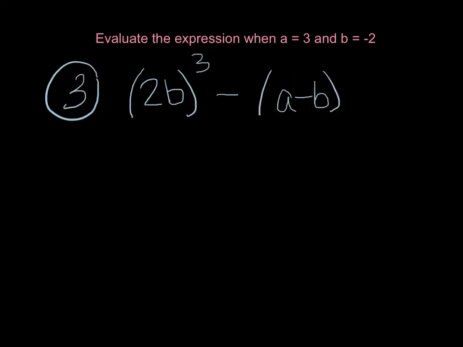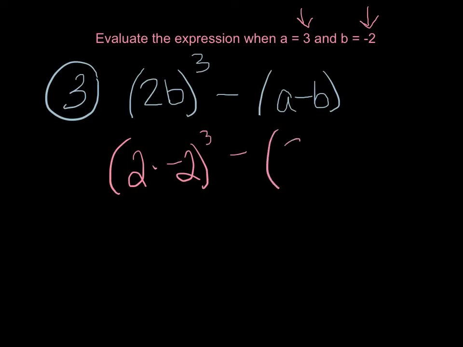Next one, evaluate the expression. Again, a is 3 and b is negative 2. Okay, this one's a little more tricky. So we have 2b in parentheses to the third, so that exponent goes with the 2 and the b, minus, in parentheses, a minus b. The first thing I'm going to do is wherever there's an a, I'm going to put a 3, and wherever there's a b, I'm going to put a negative 2. So in this first one I have 2, and the 2 and the b are multiplying, so 2 times negative 2 to the third, minus, and then you have your a, which is 3, minus your b, which is negative 2.